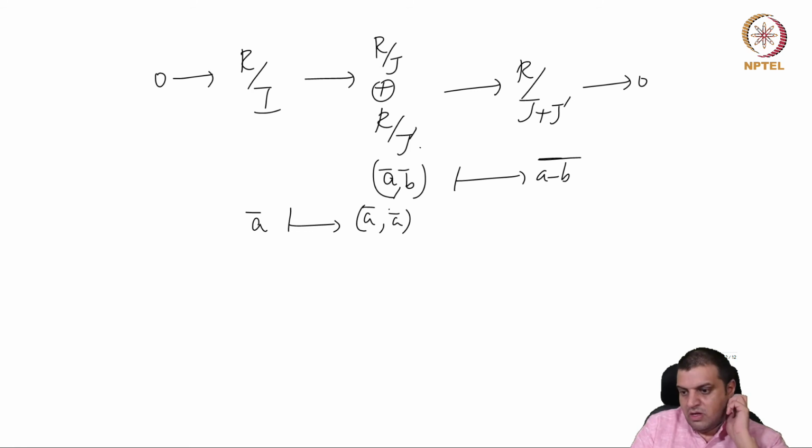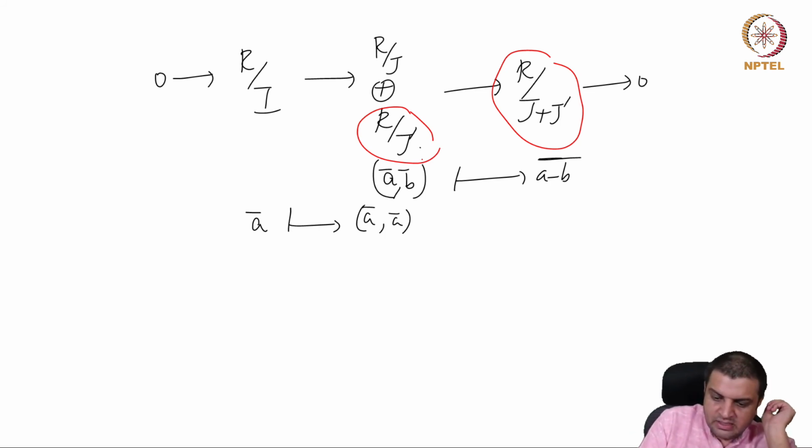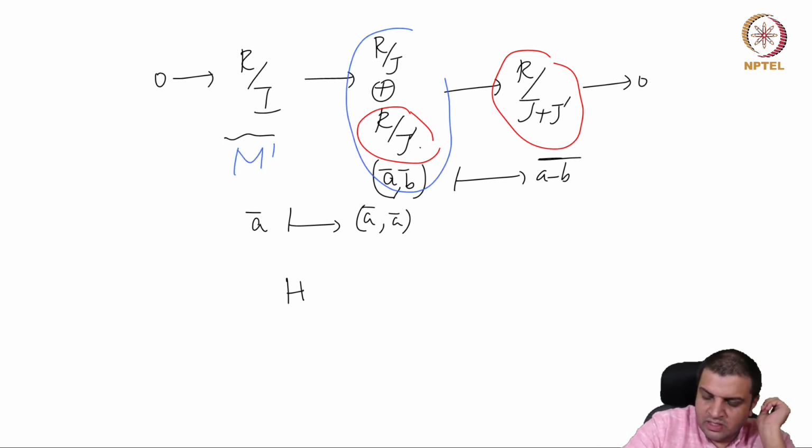That's the map. In this, this term here and this term here have smaller dimension. So if you write the Hilbert series of the middle term, H of the middle term, for simplicity, let's call this thing M prime. Let's call this whole thing M, and this is M double prime.